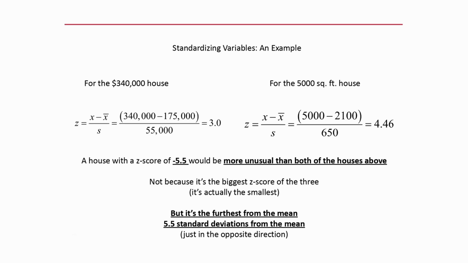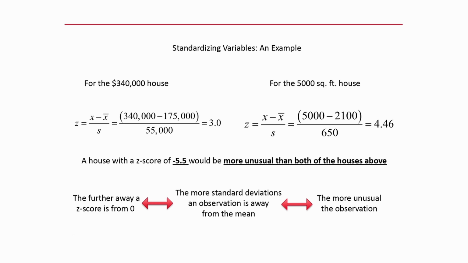Not because it would be the biggest, because it wouldn't be, it would be negative, but it would be furthest from average. 5.5 standard deviations below is further away than 3 above and further away than 4.46 above. It's just in the opposite direction. In other words, the further away a z-score is from 0 means the more standard deviations that observation is away from the mean, which means that is a more unusual observation.